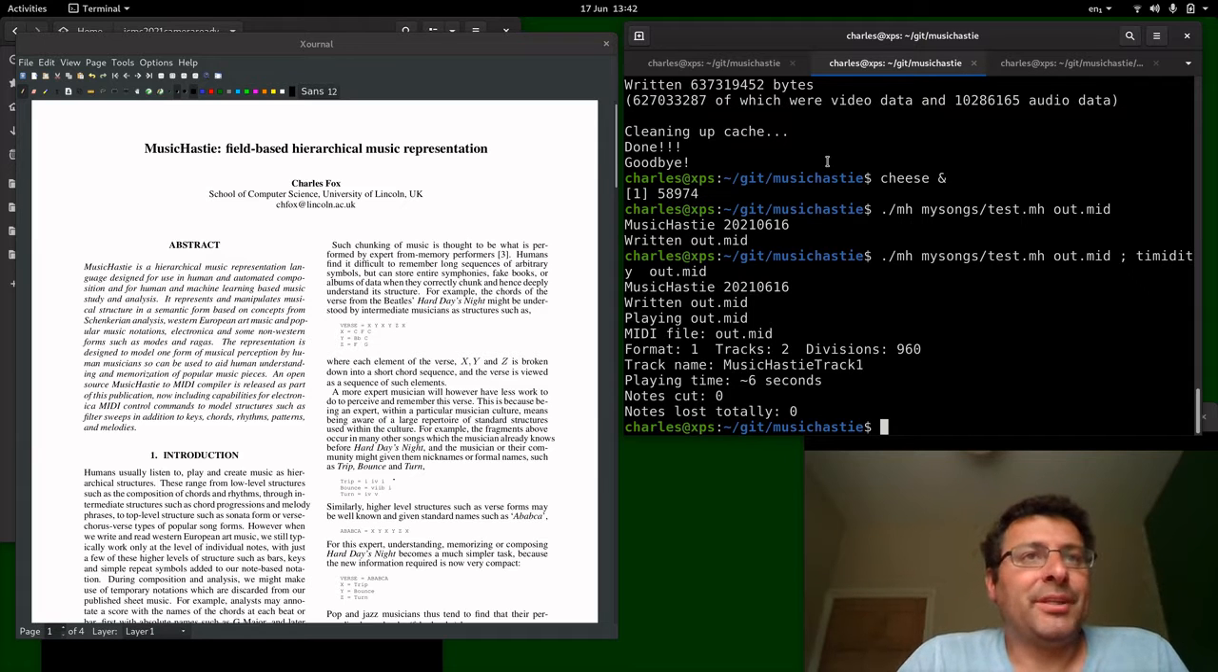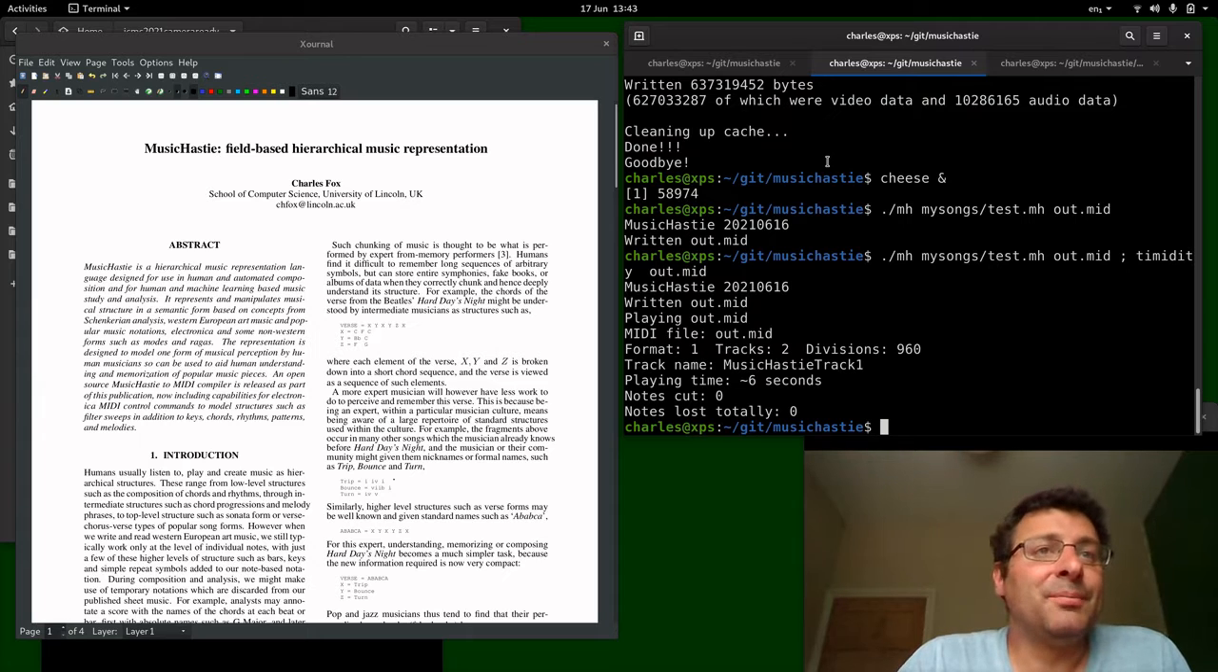It represents and manipulates musical structure in a semantic form based on concepts from Schenkerian analysis, Western European art music and popular music notations, electronica, and some non-Western forms such as modes and ragas. The representation is designed to model one form of human perception by human musicians so that it can also be used to aid human understanding and memorization of popular music pieces.